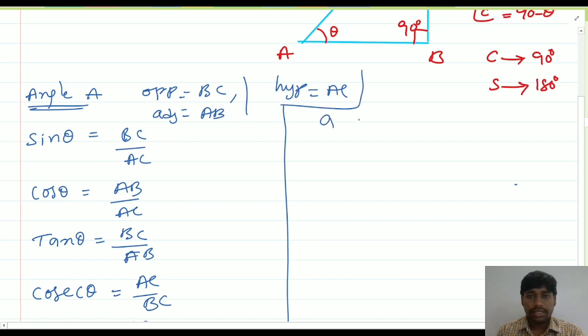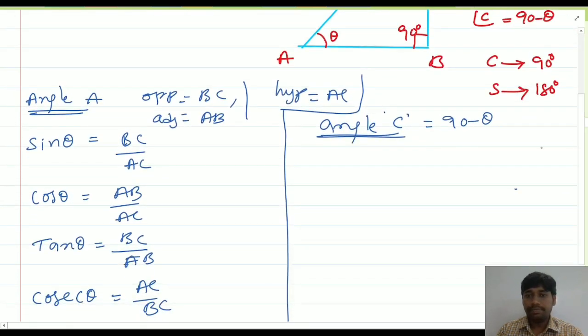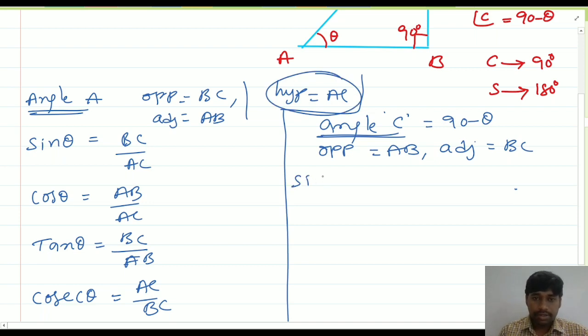In this, the angle becomes angle C. What is that? 90 minus theta. So the opposite side for 90 minus theta is AB, and the adjacent side is BC. The hypotenuse is the same. So sin of 90 minus theta is opposite AB upon hypotenuse AC.